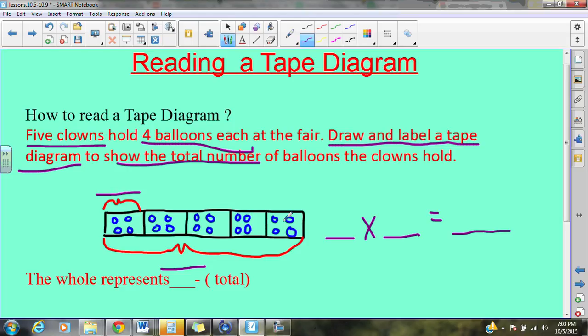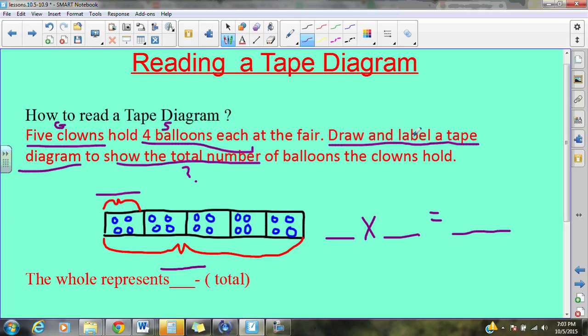And I know that each clown has 4 balloons. So going back to what we learned about multiplication, we always have a total, which is what they want us to find out, so we don't know the total. We have the groups, we have the size of the groups. So right now our 5 clowns are the groups because that is what holds something in it. And then the 4 balloons are the size of the group. That's how many fit in a clown's hand for this scenario.